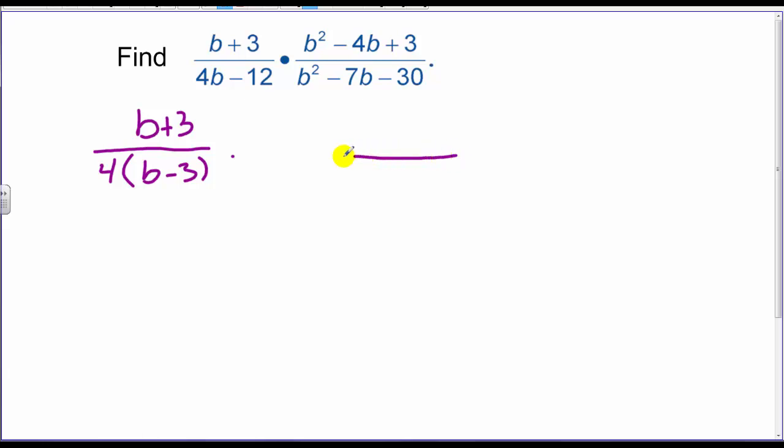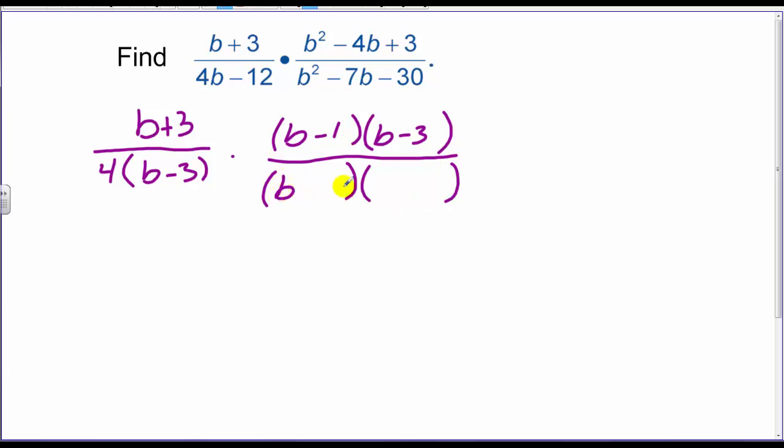That's multiplied by, I'll factor the numerator. Need to find out what multiplies to 3 and adds to negative 4. That's a b and a b, and a negative 3 and a negative 1. In the denominator, I have b and a b. What multiplies to negative 30 and adds to 7? That's a 3 and a 10, negative and positive. And now I can reduce anything on the numerator that's the same as in the denominator.